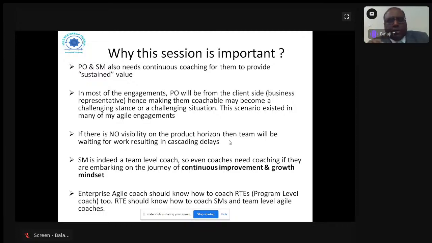So what happens now? Let us all be very practical in our approach. Whenever someone is on the client side, and in case they are not doing due justice to the role, it becomes difficult to communicate it to the management, right?